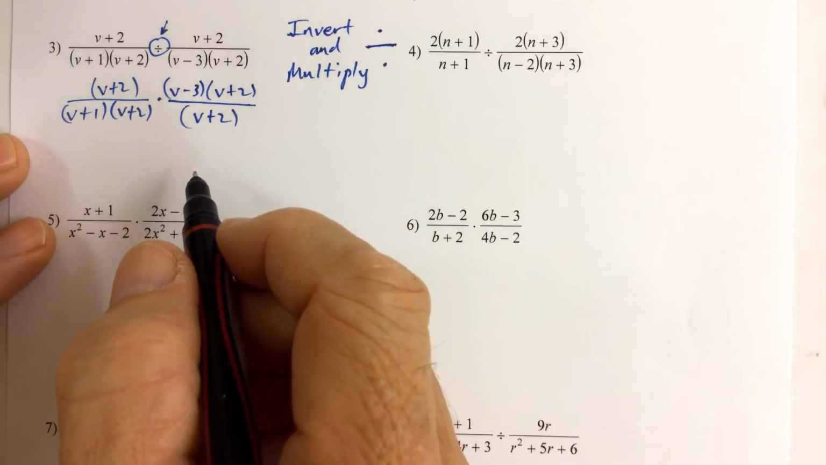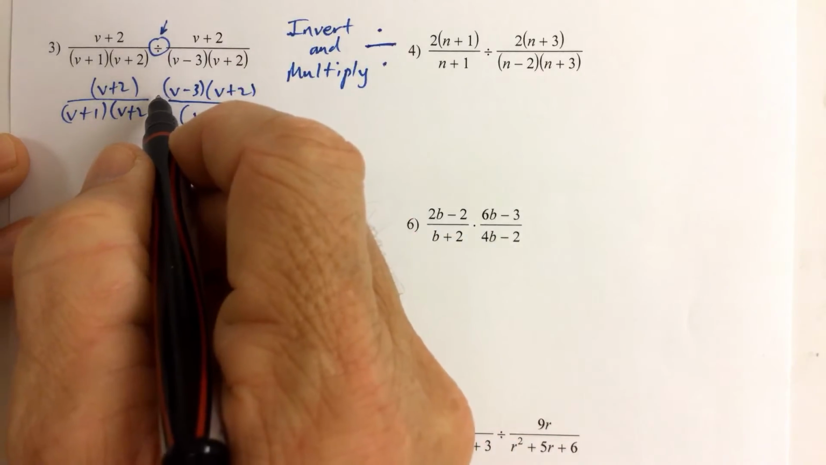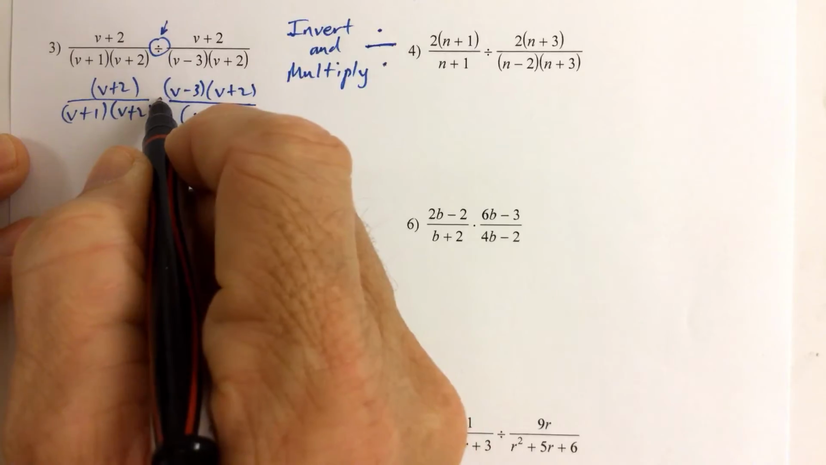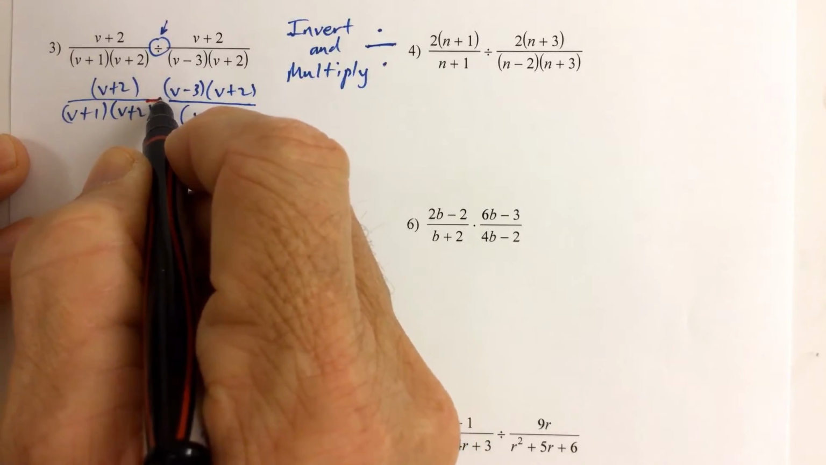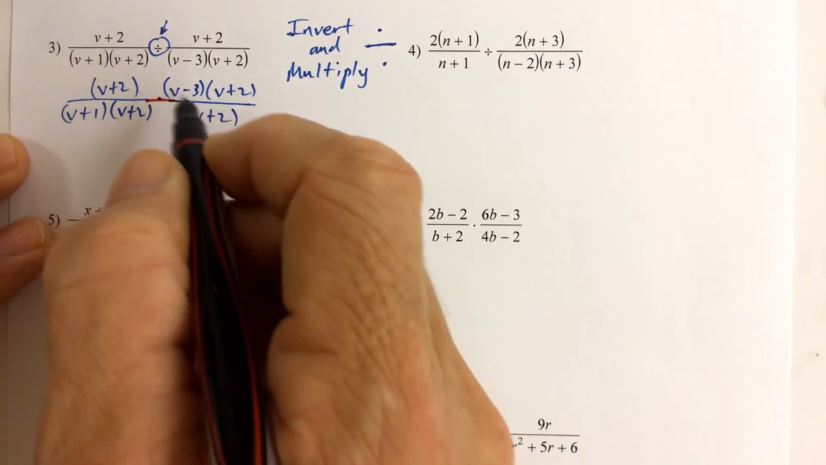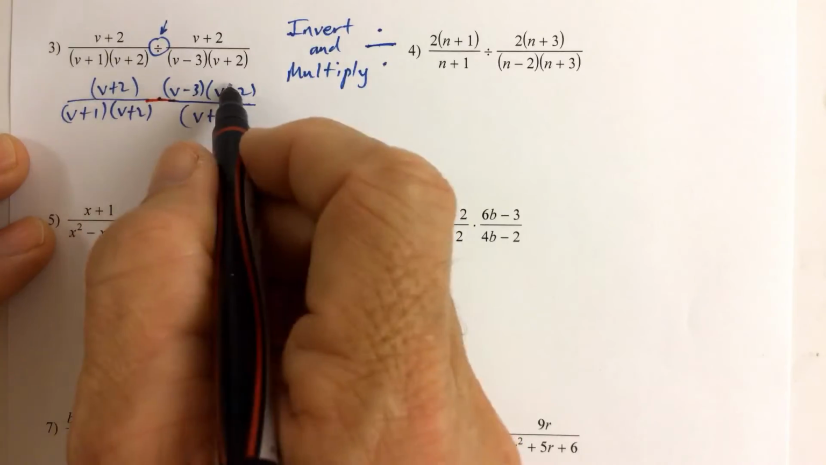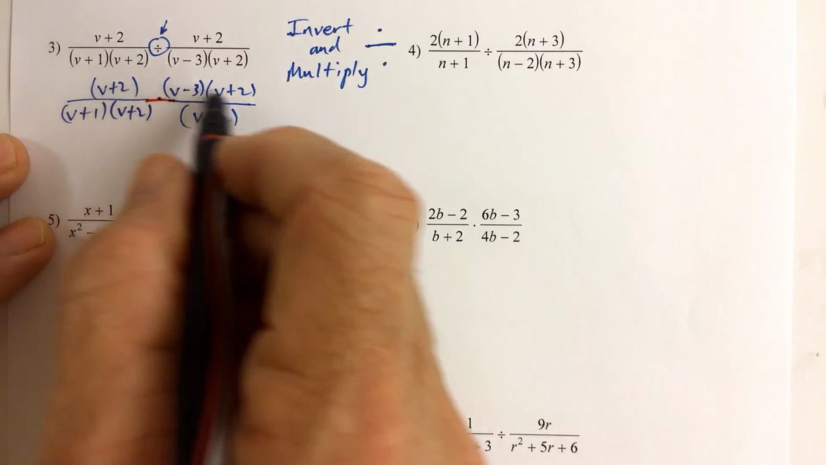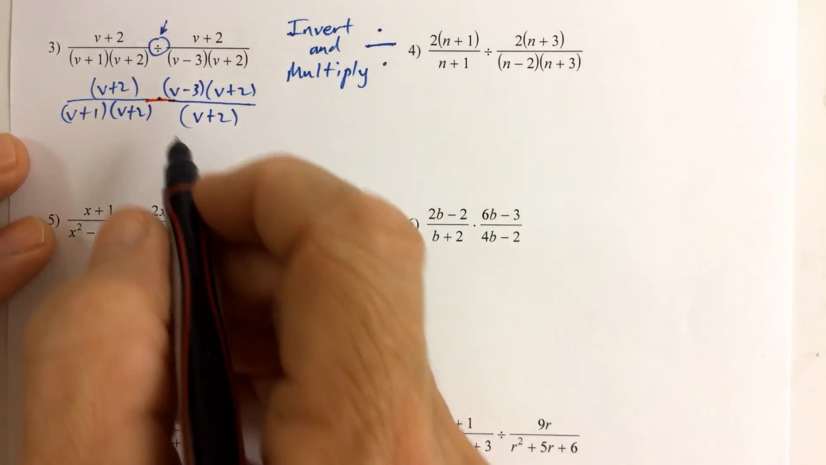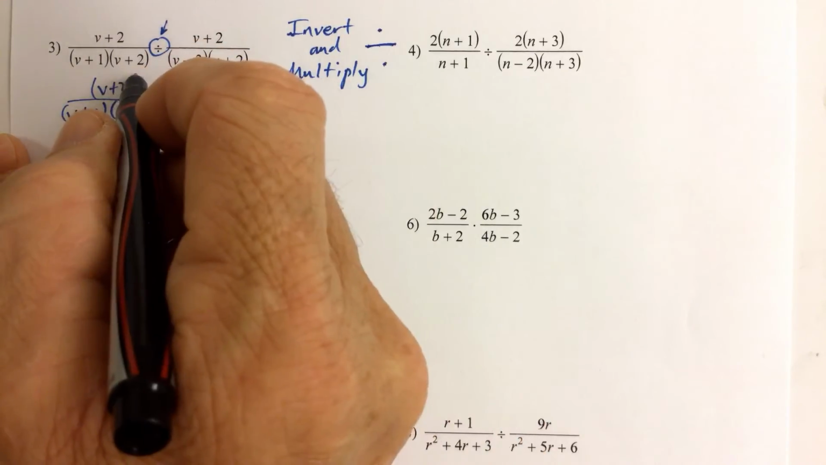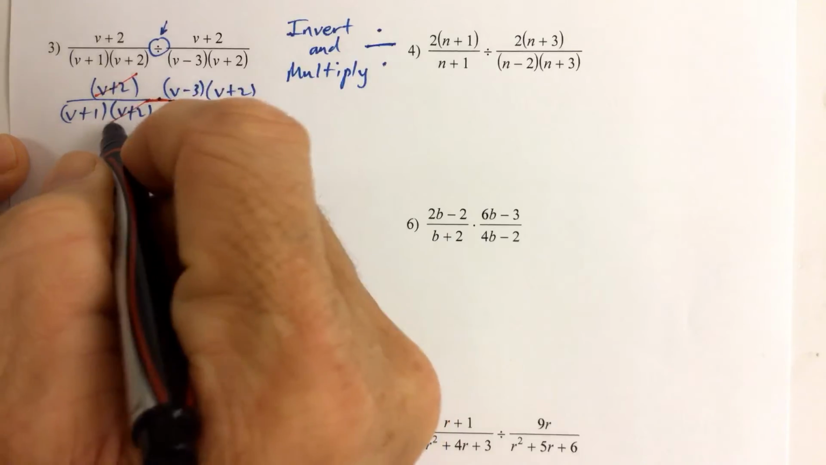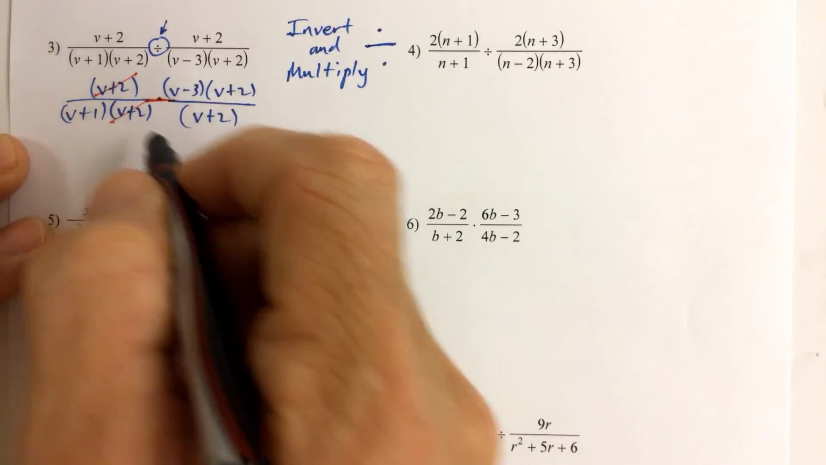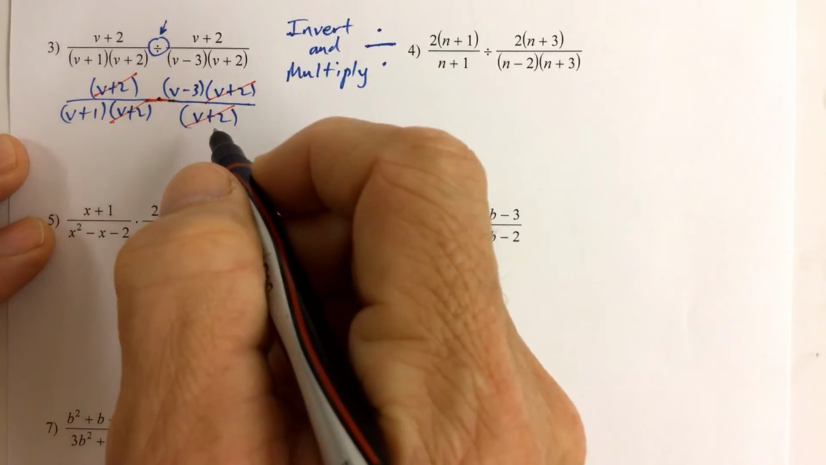So remember from our last video, though, that when you see a multiplication symbol there, you're just going to go ahead and connect the fractions. And so anything up on top can be canceled with anything, meaning factors. Any factor on top can be canceled with a like factor on the bottom. So v plus 2, we can see we have a v plus 2 on top and bottom. We have another v plus 2 on top and bottom.